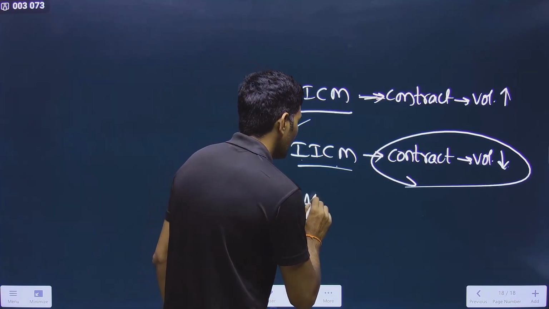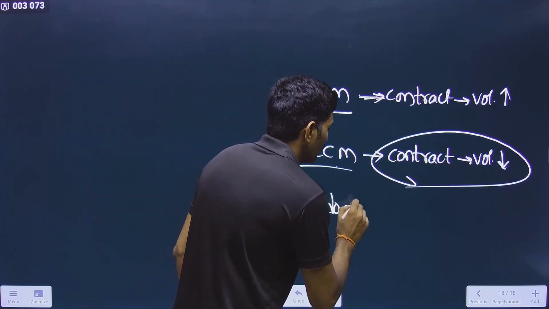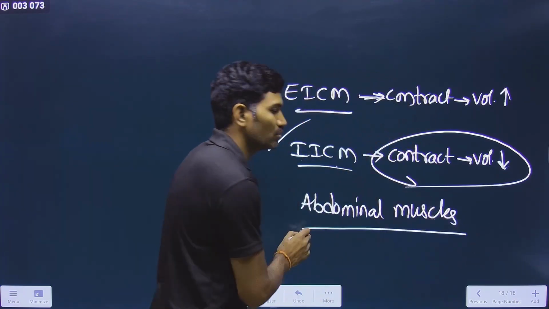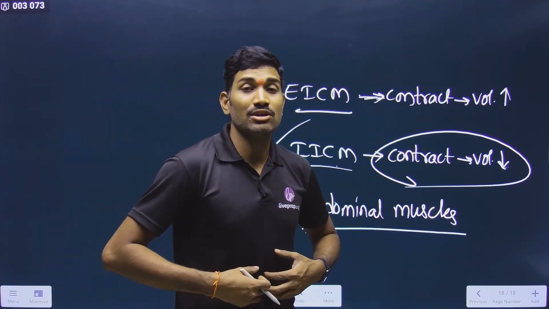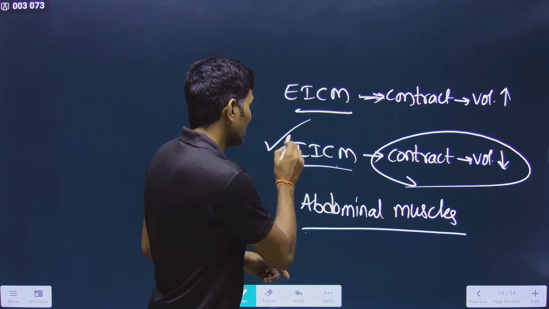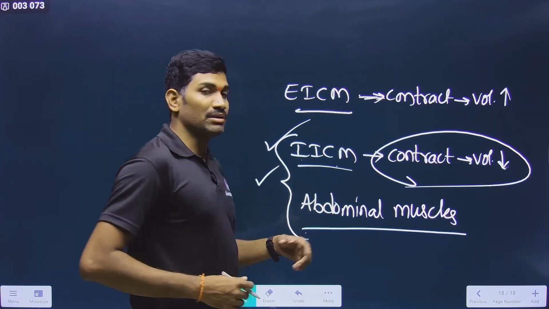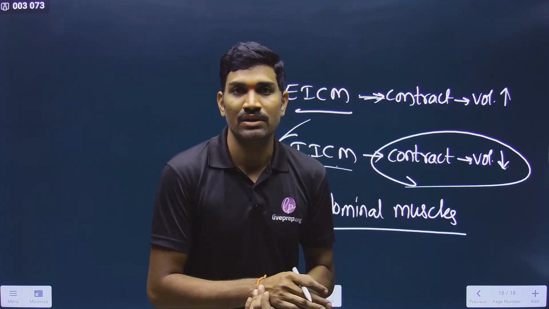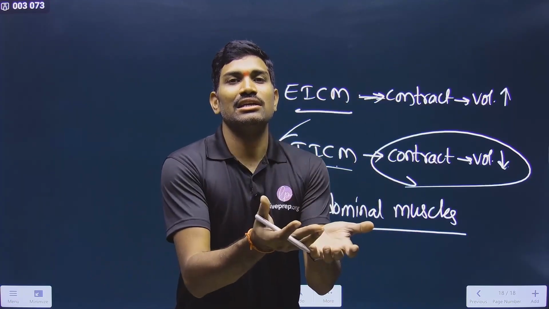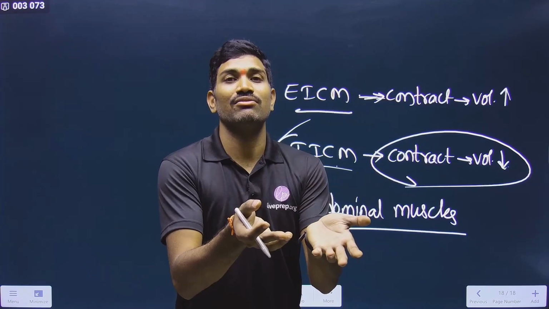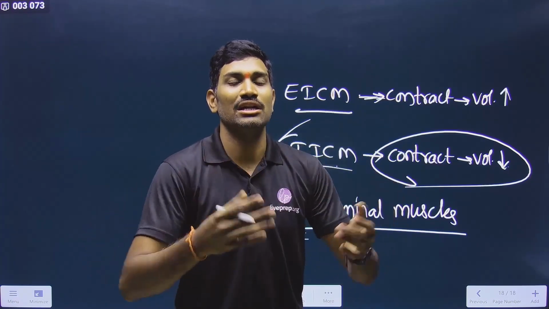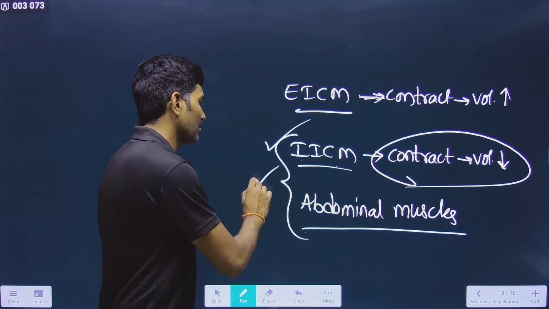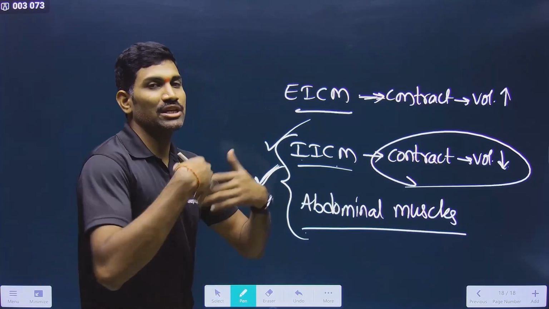Different muscles are there, but you don't need the names of those muscles. Abdominal muscles are also important. So internal intercostal muscles and abdominal muscles help in changing extra volumes, for extra inspiration and extra expiration. But generally, they are involved in the forced expiration process.